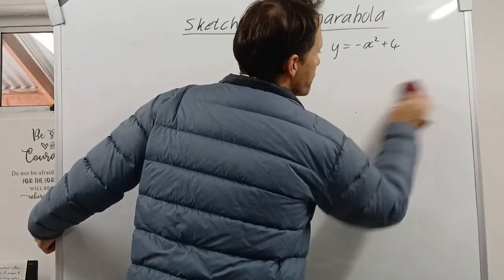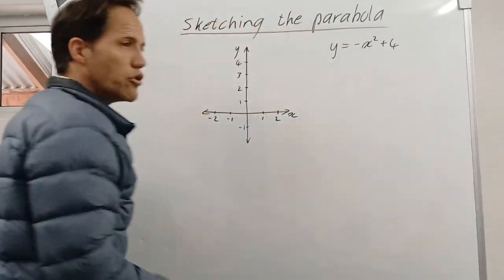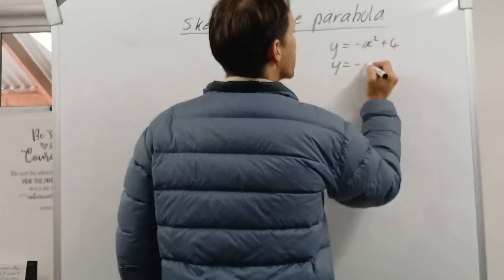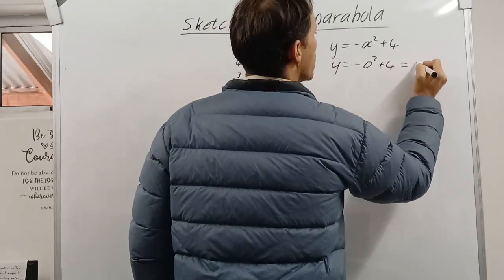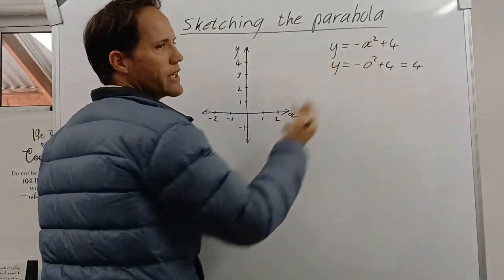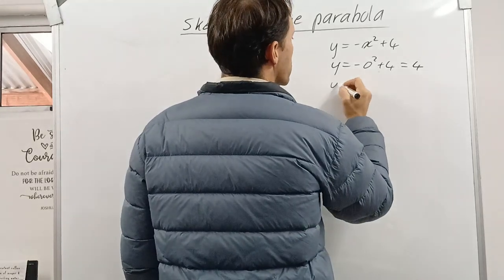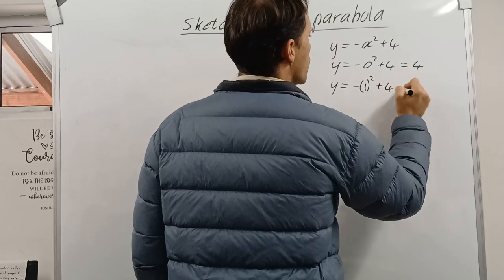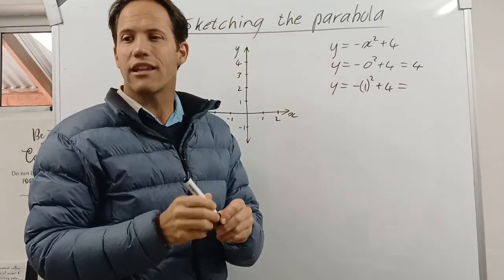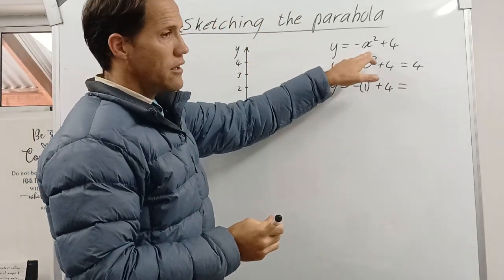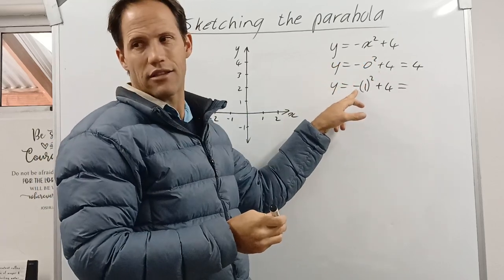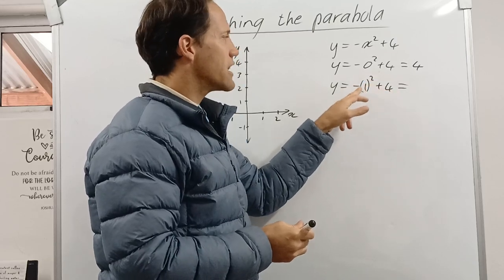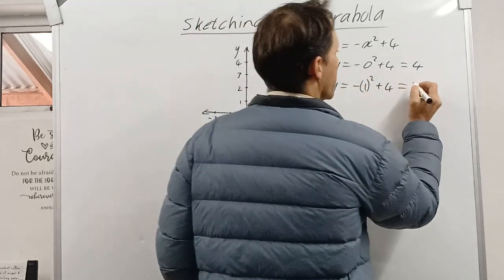Okay, so now you're going to see it anyway. When you substitute coordinates, you're going to see. Like when you put in 0, y equal to negative 0 squared plus 4, it's just 4, because 0 squared is 0. When you put in negative 1 squared plus 4, now remember, it's negative x squared, so the negative is in front of the bracket. It's not inside the bracket. Negative and then 1 squared, which is negative 1, plus 4, which is going to be 3.